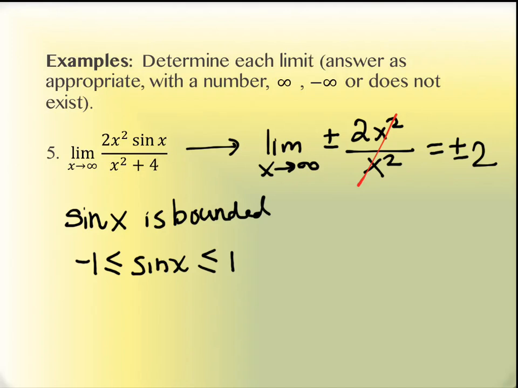Does it approach 0? Every bit as much as it approaches positive or -1. It keeps crossing the x-axis, right? All real numbers. No? It doesn't exist, guys. It doesn't approach one value. It keeps bouncing up and down, doesn't it?